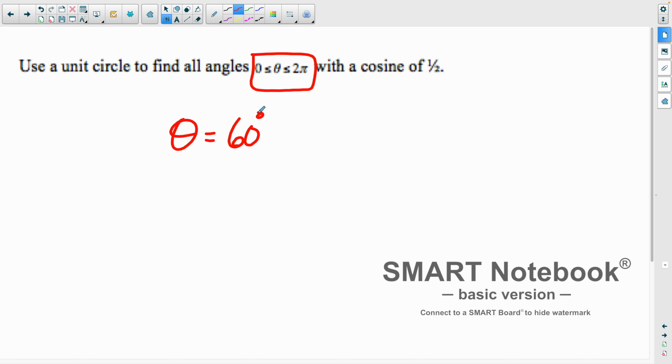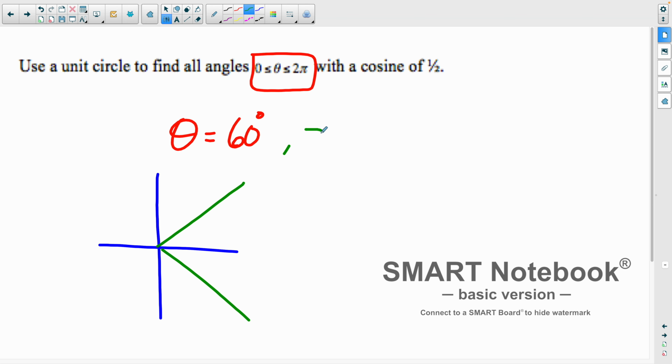Now, where's the other one? 300. 300. Across the x-axis. Because cosine's positive here and positive there. Cosine's 1/2 in both of those locations. All right? So 60 and 360 minus 60 would be 300.